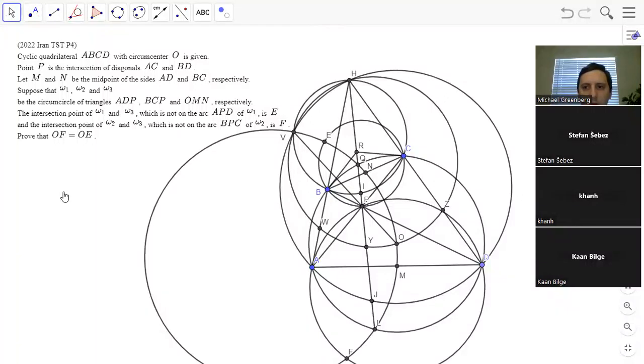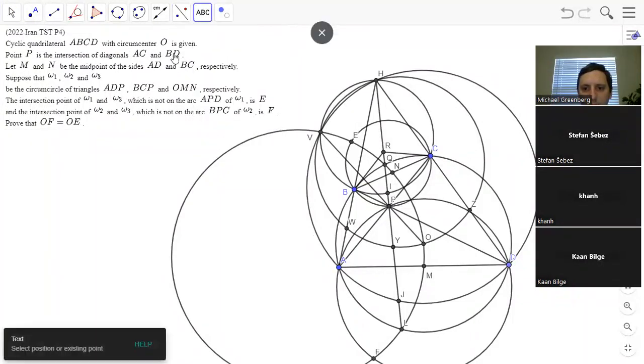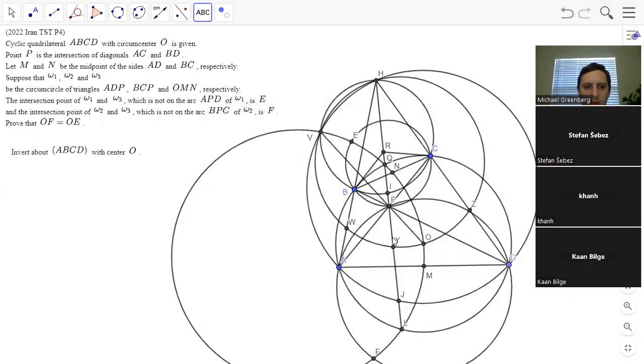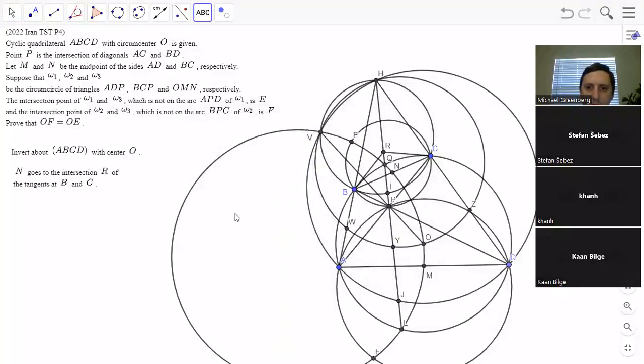All right. So let's write it up here. Invert about ABCD, center O. N goes to R. Okay, so N goes to the intersection R of the tangents at B and C, and then we can apply Pascal's theorem, like you said, and show that it lies on HL.